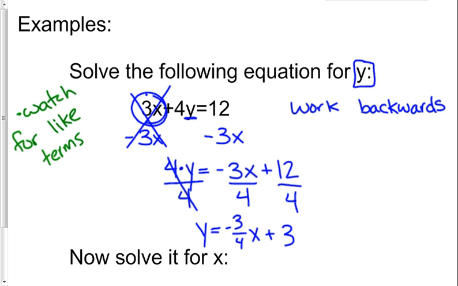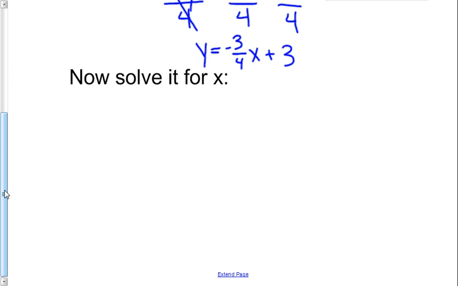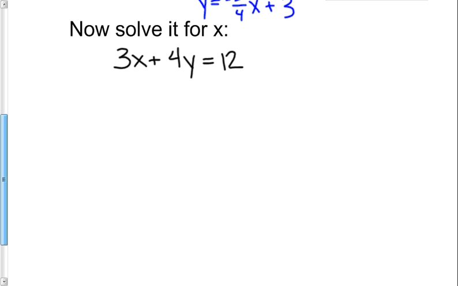Okay. Now we can take that same equation and we can solve it for x. So I'm just going to rewrite it. We have 3x plus 4y equals 12. Now we're trying to solve it for x. So I'm going to look here and say, okay, I'm trying to get this x by itself.